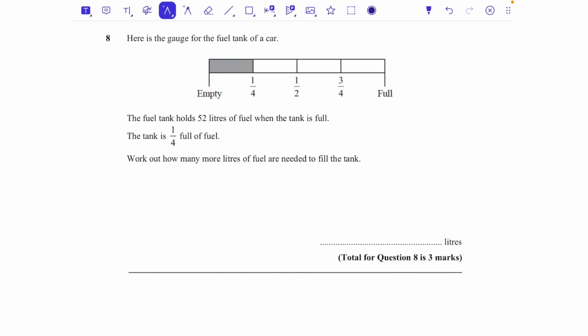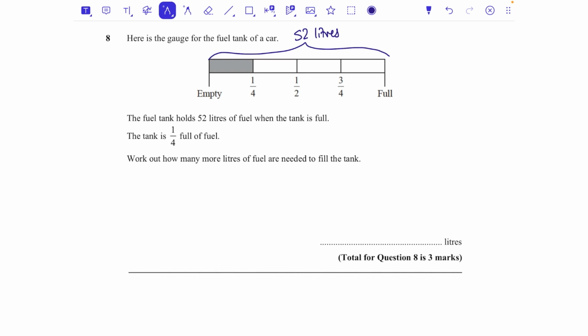Question number 8. Here is the gauge for the fuel tank of a car. The fuel tank holds 52 litres of fuel when the tank is full. So the whole tank means it's got 52 litres in it. The tank is a quarter full of fuel. How many more litres of fuel are needed to fill the tank?